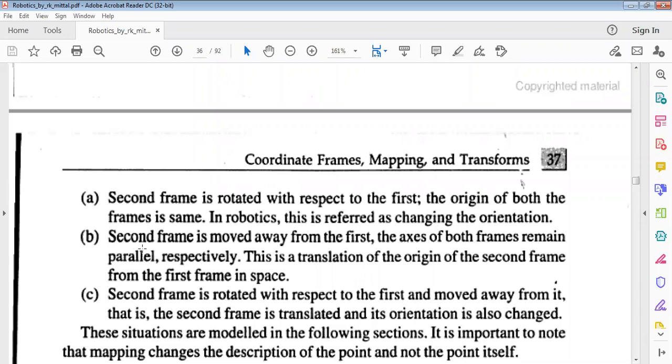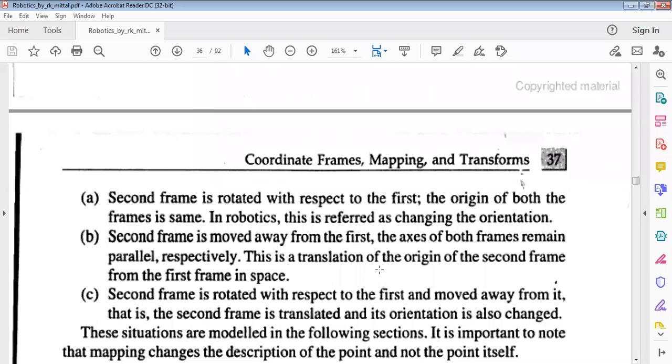The second possibility: the second frame can be moved away from the first frame. It means the origin of the second frame is away from the origin of the first frame, but the axes of the second frame and the first frame are mutually parallel. This possibility is known as pure translation of the second frame from the first frame.